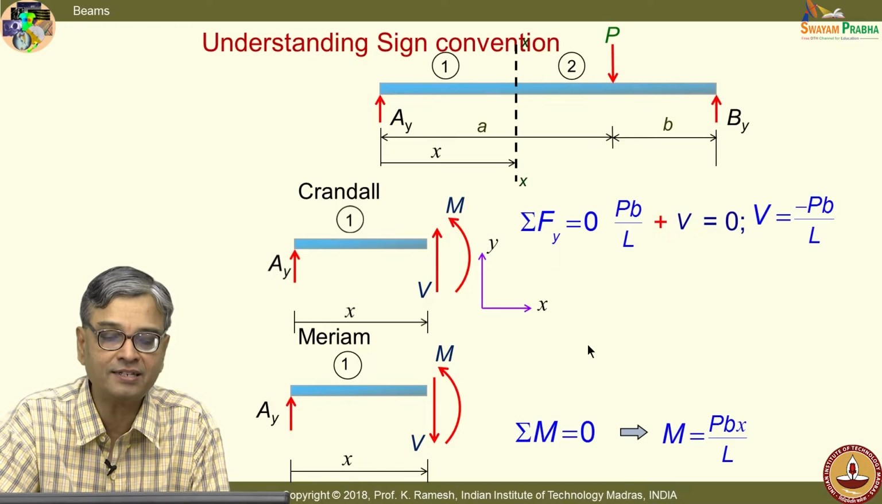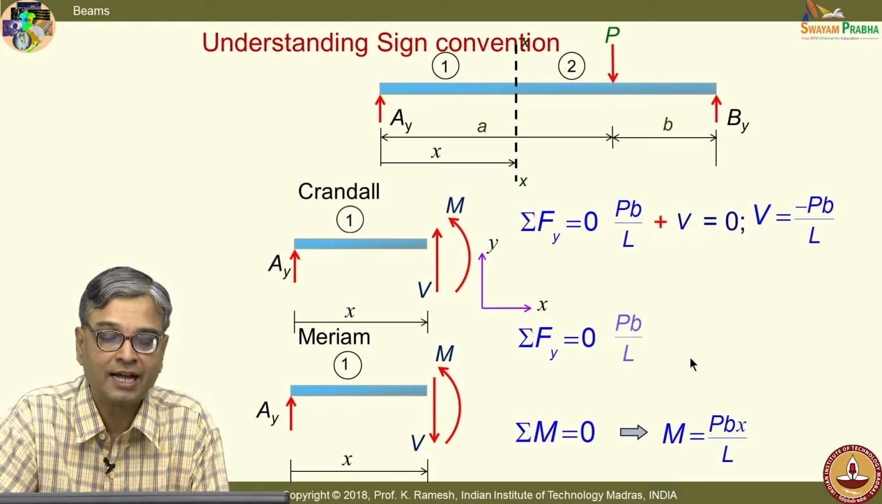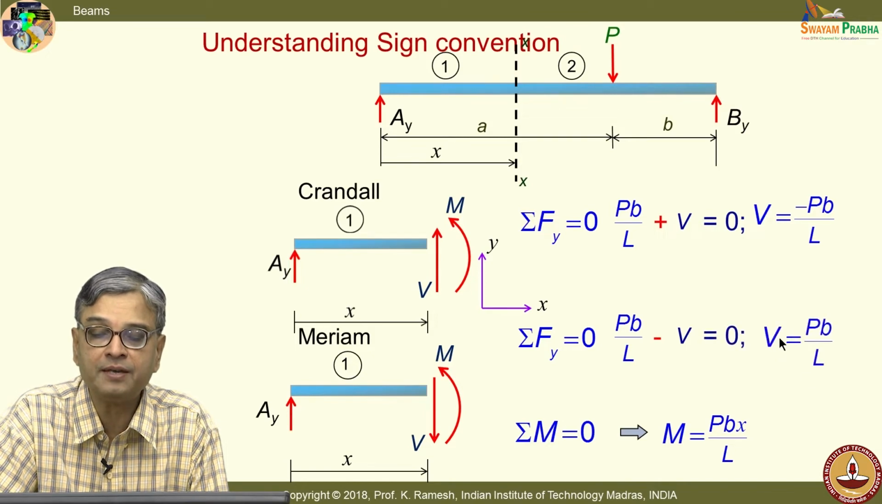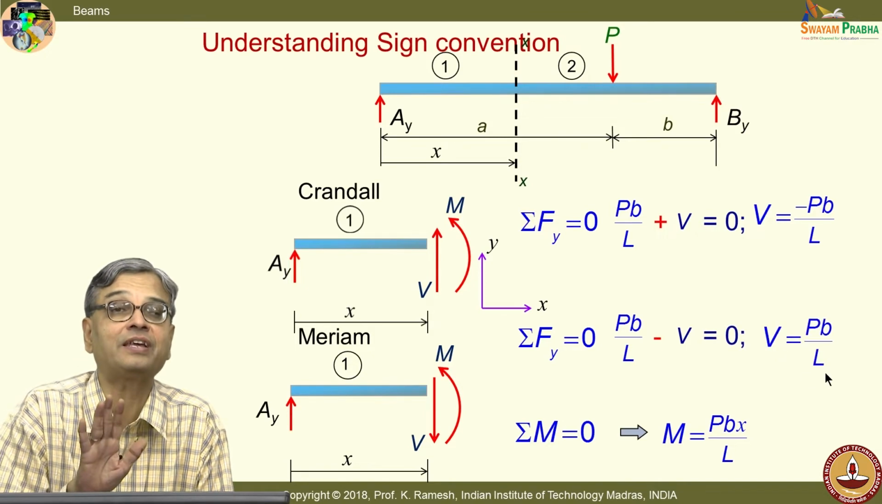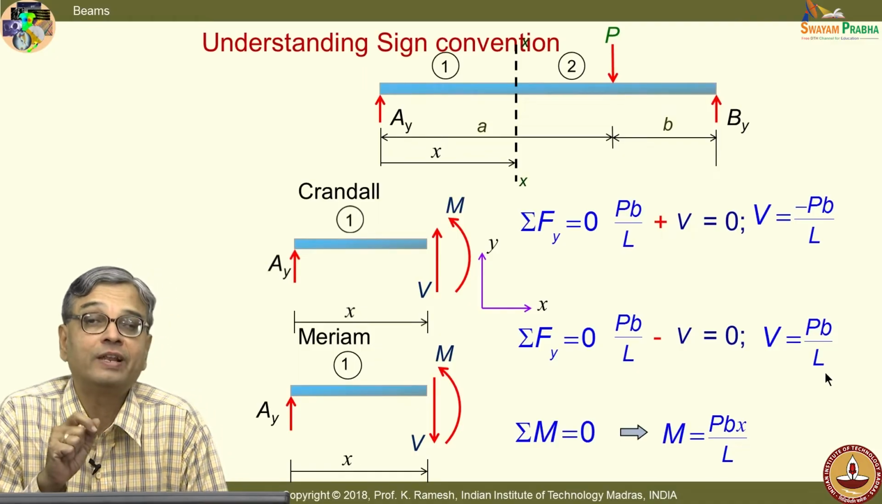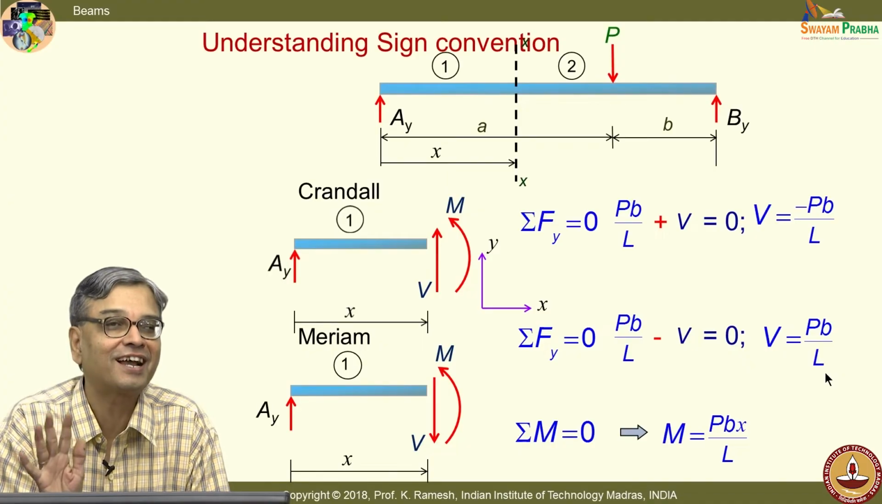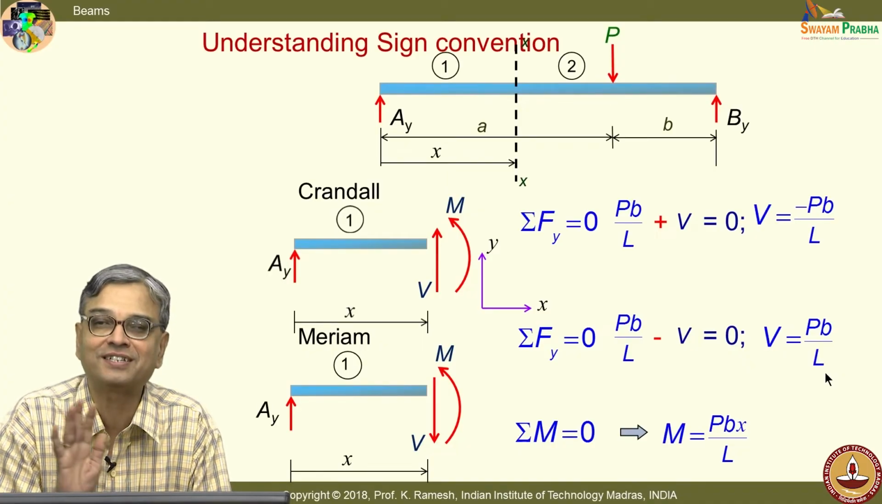So, when I write this sigma Fi equal to 0, I will have to write this as PB by L minus V. This would give me V equal to PB by L. It might appear trivial, but you will get confused when you start thinking at the examination hall. It will be very crystal clear now, because you understand the subject better when you prepare for the examination. Then you suddenly start thinking and get thoroughly confused and write the bending moment and shear force topsy-turvy.